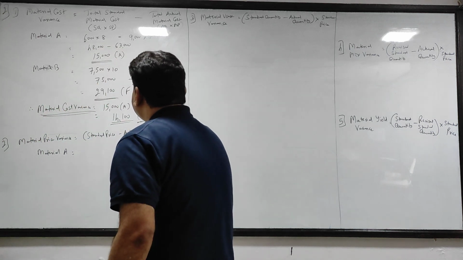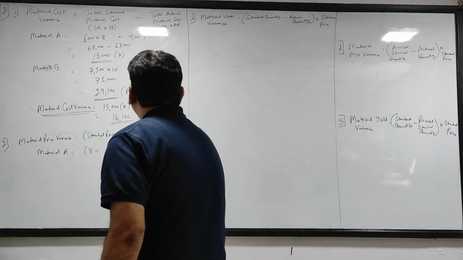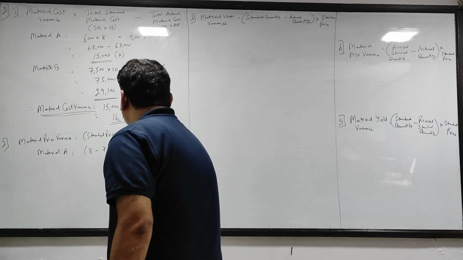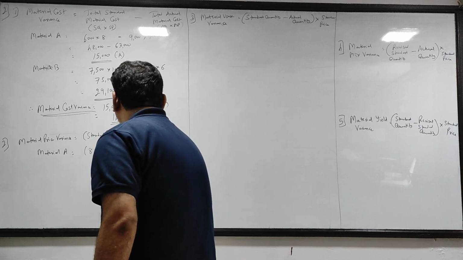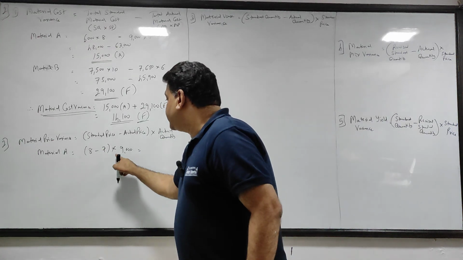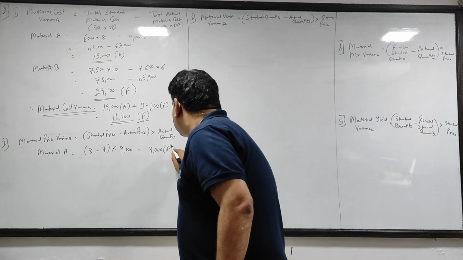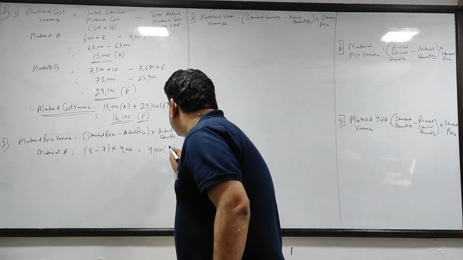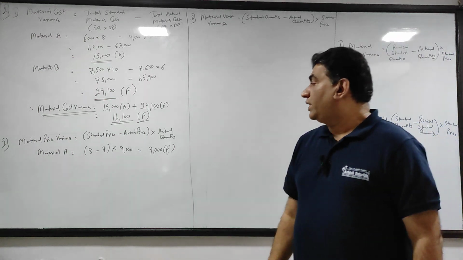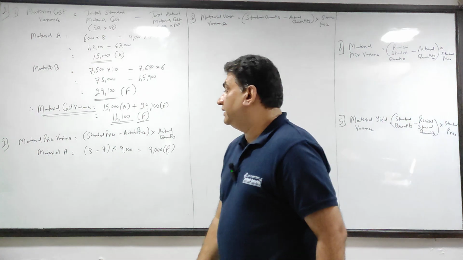Material A. What is the standard price? 8 minus actual price 7, into actual quantity 9,000. Now see, I can put it in this line only. 8 minus 7, 1. 1 into 9,000 gives you 9,000 favorable.